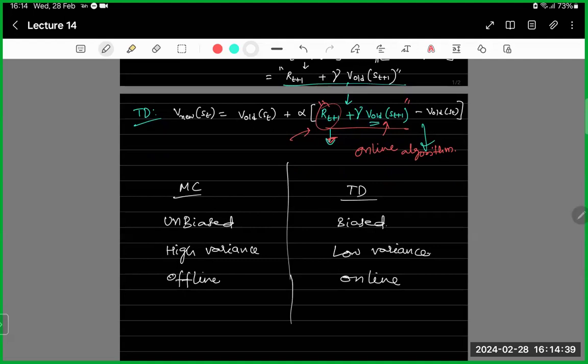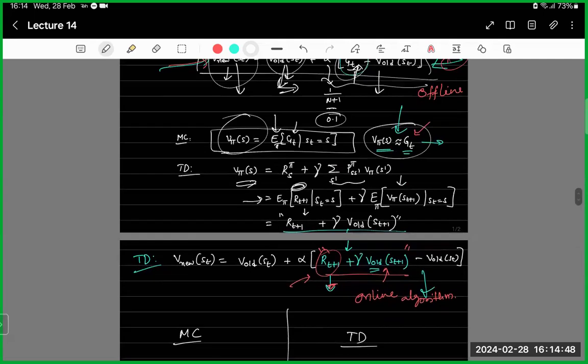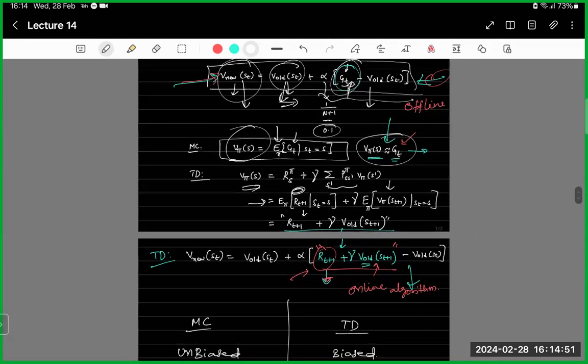And one more, bias. So bias part means here, you are substituting something in place of what you actually want, which is V pi of S, right? You are substituting G T instead of V pi of S. So whatever you are substituting, if you take the expected value of that, whether it is equal to what you want, that is, expected G T is equal to V pi of S, this is called an unbiased estimate. So the estimate that you are substituting is equal to the actual value in expectation.